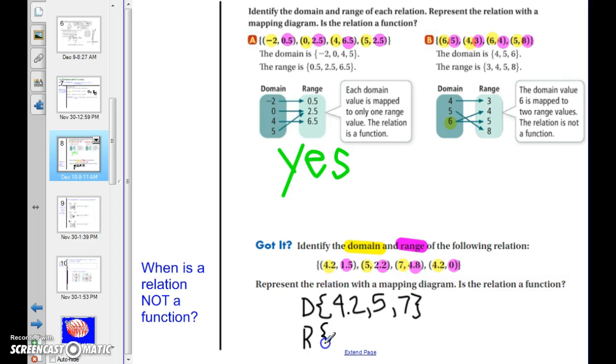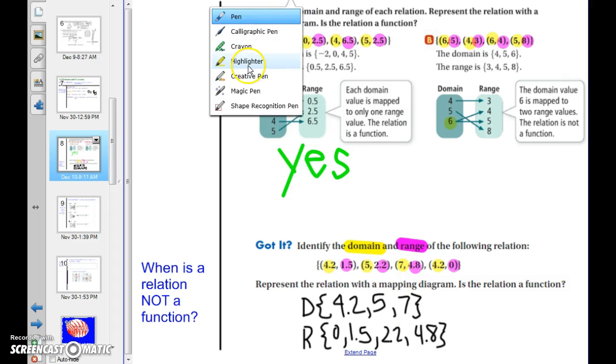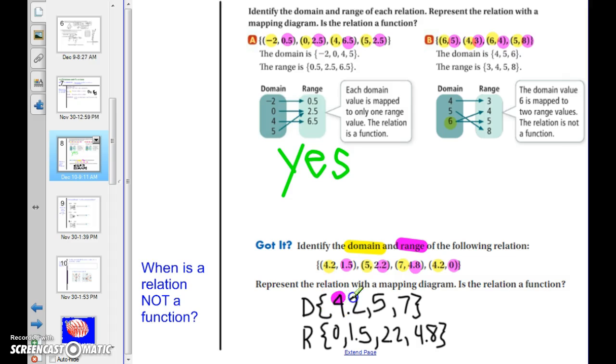Then my range, here's my cute little things. Let's see, in order 0 comes first, and then 1.5, then 2.2, and then what, 4.8? Okay, so I'm looking at this, and I see that there's one very, very unhappy domain member. Whose fault is it? Yeah, it's the 4.2's fault.